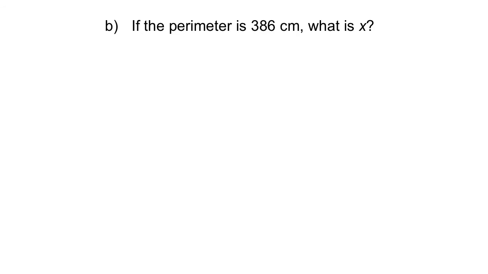And now we have a question about the perimeter. So if the perimeter is 386 centimeters, what is x? Well, we already have an expression for the perimeter. It was 20x plus 6. And we're told in the question that the perimeter is 386 centimeters. So we can substitute that in for our perimeter.